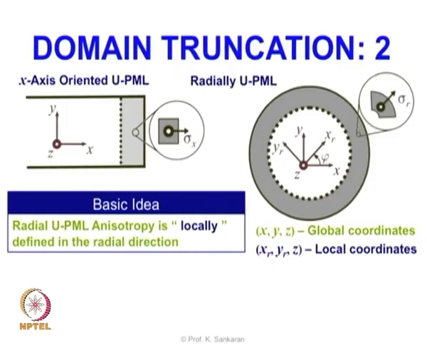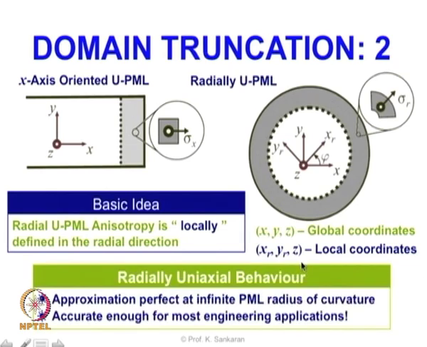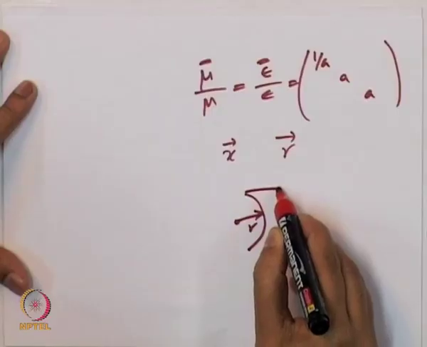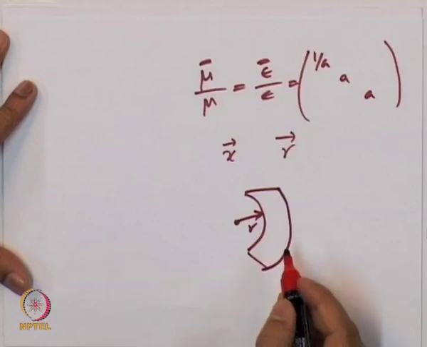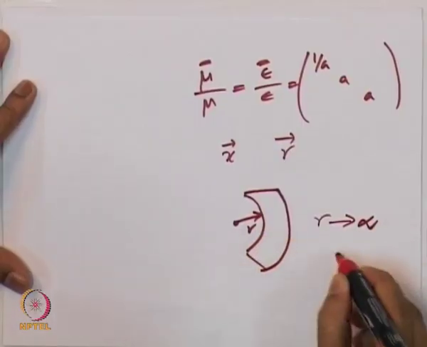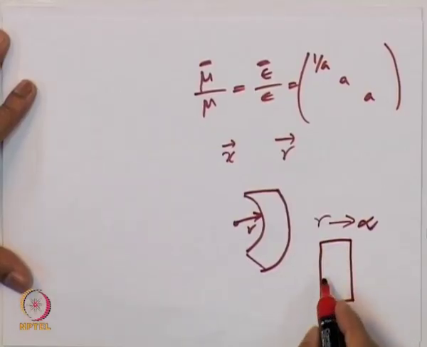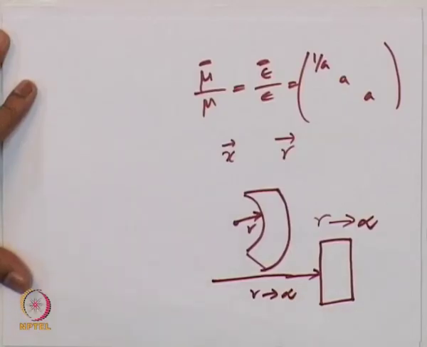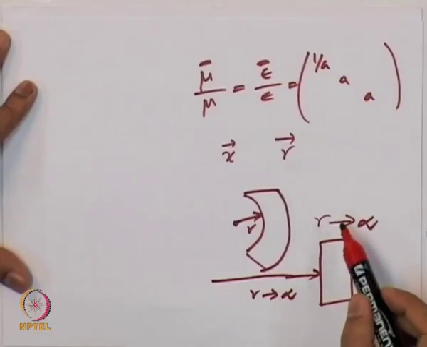Anisotropy is locally defined in the radial direction, as I mentioned here in this case, and the beauty is the approximation is perfect at infinite PML radius of curvature, because when you are talking about infinite radius of curvature, we are basically talking about a plane PML. Radius of curvature we will see in the next slides. So if you can see here, this is the way we define the radius of curvature. So if you have a PML like this, this is the radius of curvature. So when R is tending to infinity, this will become almost flat. So here R is moving to infinity. So this is the kind of transformation or approximation we are tending to.